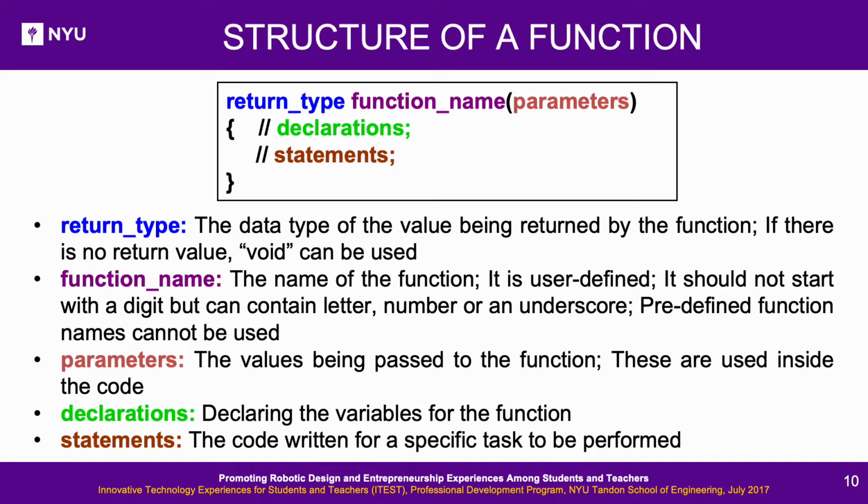Structure of a function. The structure of a function takes the form as shown on the screen. It contains 5 main parameters. Return type, the data type of the value being returned by the function. If there is no return value, void can be used. Function name, the name of the function. It is user-defined. It should not start with a digit but can contain letters, numbers or an underscore. Predefined function names cannot be used.